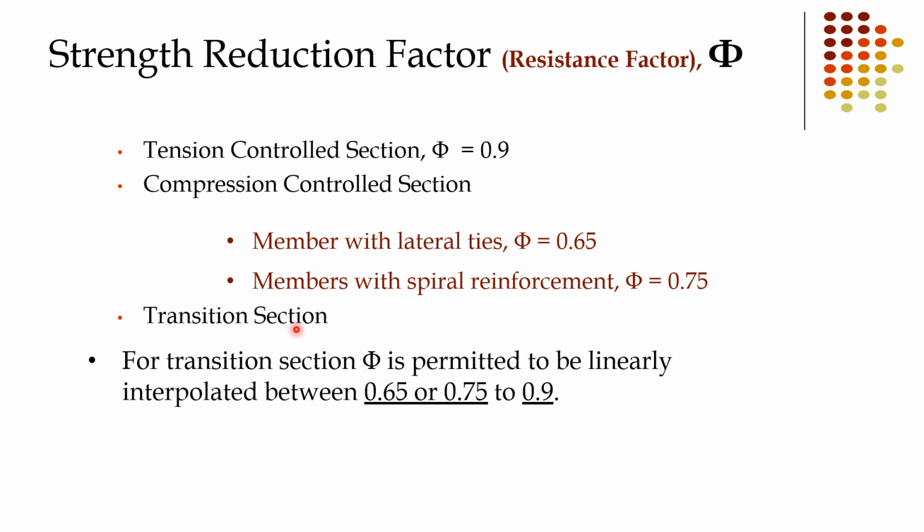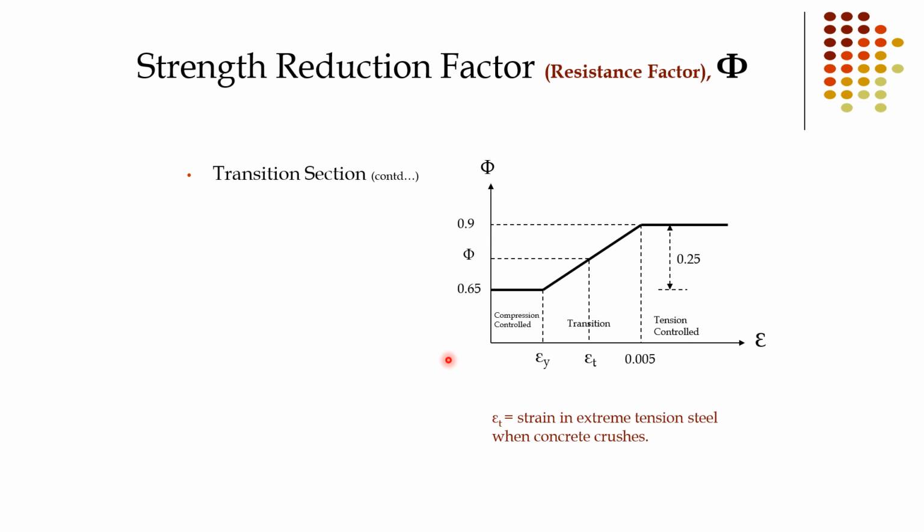For the transition section, meaning between tension and compression control sections, phi is permitted to be linearly interpolated between 0.65 or 0.75 to 0.9. If our section is compression control, the phi value will be 0.65. If it is tension control, that value will be 0.9. Similarly for strains: if our strain value is greater than 0.005, then that will be tension control, less than yield, compression control, and in between, transition. For transition, here is the interpolation.